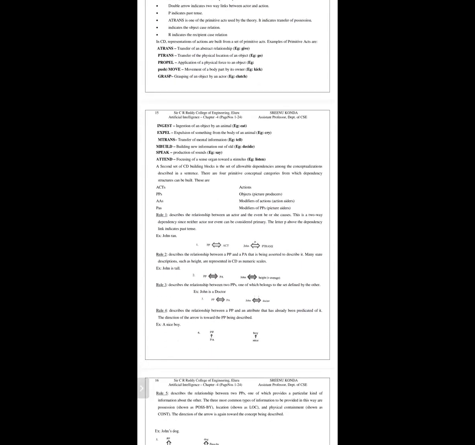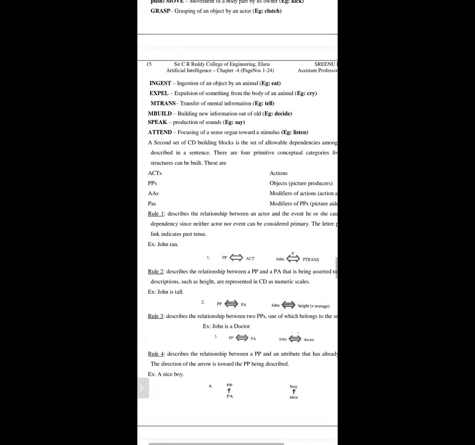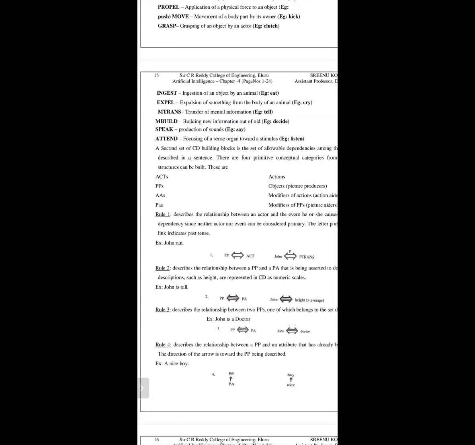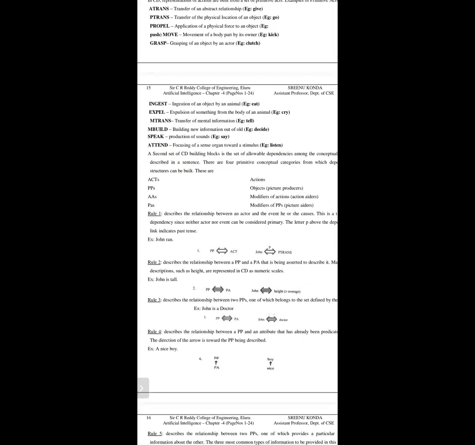And here we have some primitive conceptual categories. They are acts, PPs, that is picture producers, AA, which means action aiders, and PA, which means picture aiders. I told you some rules here.